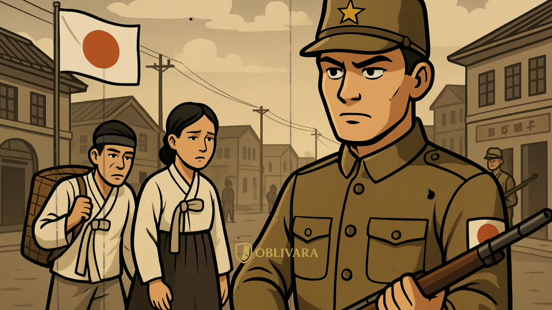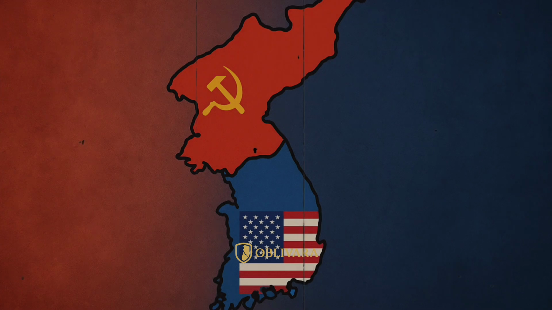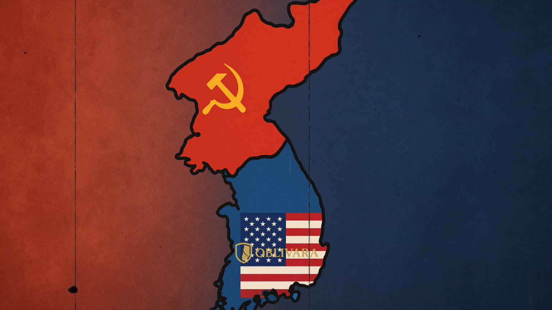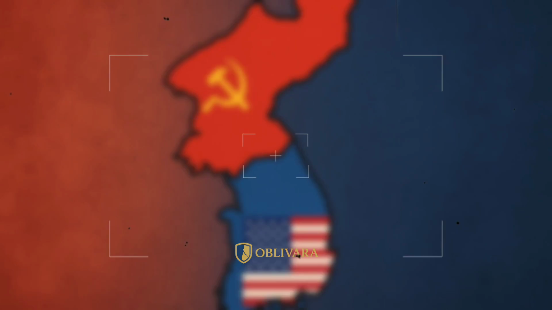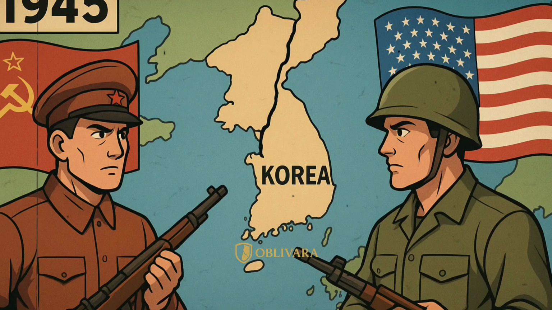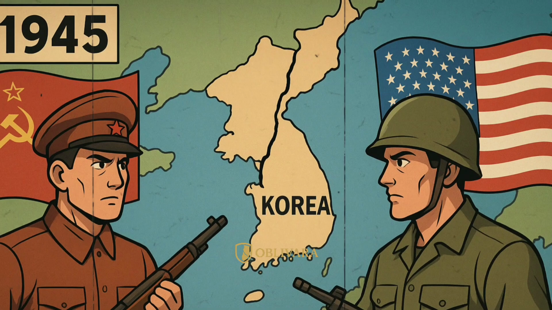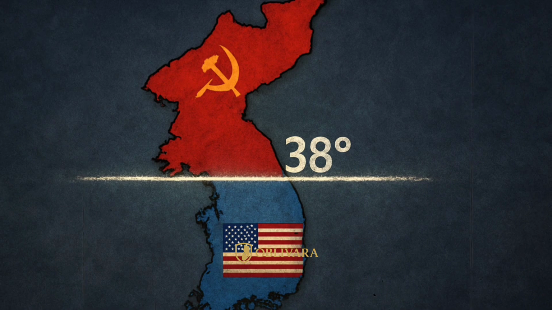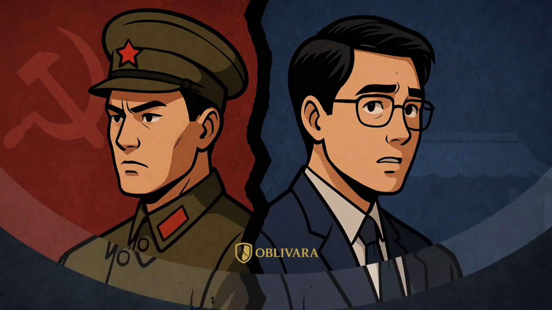Before World War II, Korea had been a Japanese colony since 1910. However, after Japan's defeat in 1945, Korea was divided into two occupation zones. The North was controlled by the Soviet Union. The South was controlled by the United States. This division was initially temporary, with the boundary at the 38th parallel north.